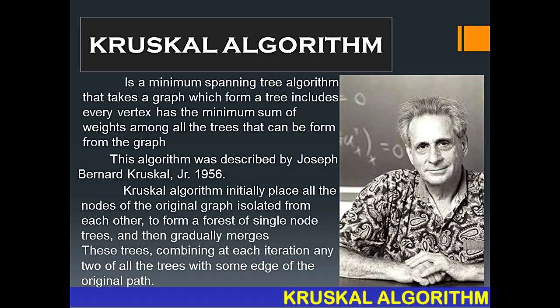Kruskal algorithm is a minimum spanning tree algorithm that takes a graph and forms a tree that includes every vertex and has the minimum sum of weights among all the trees that can be formed from the graph. This algorithm was described by Joseph Bernard Kruskal Jr. in 1956. Kruskal algorithm initially places all the nodes of the original graph isolated from each other to form a forest of single-node trees, and then gradually merges these trees, combining at each iteration any two of the trees with some edge of the original graph.